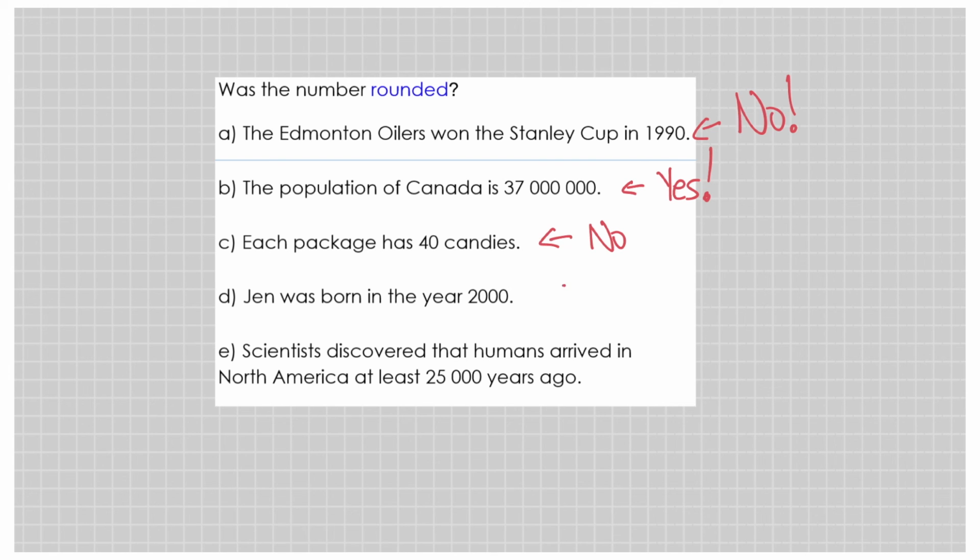Jen was born in the year 2000, so here we have another year. So years do not get rounded. And scientists discovered that humans arrived in North America at least 25,000 years ago. This is a definite yes to rounding. So in this case, 25,000 years ago is rounded.